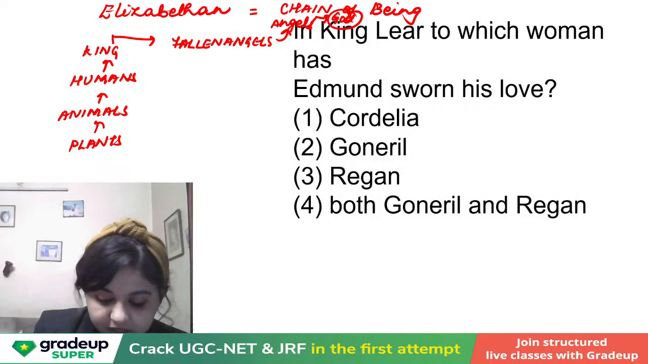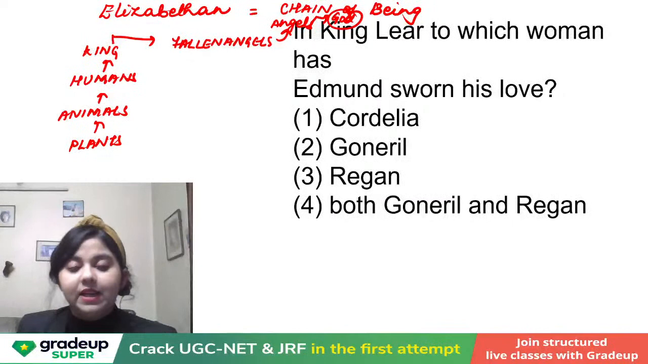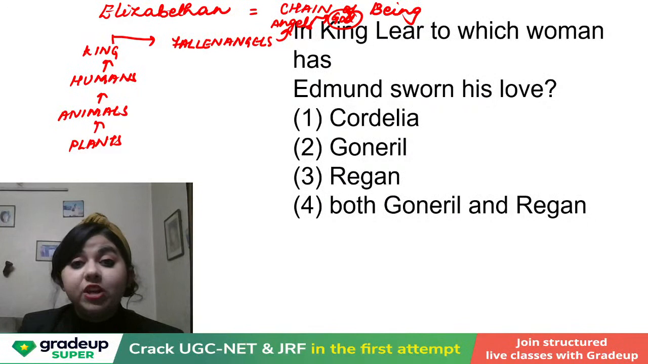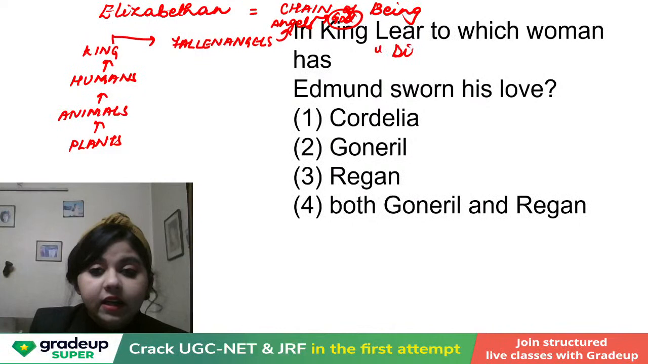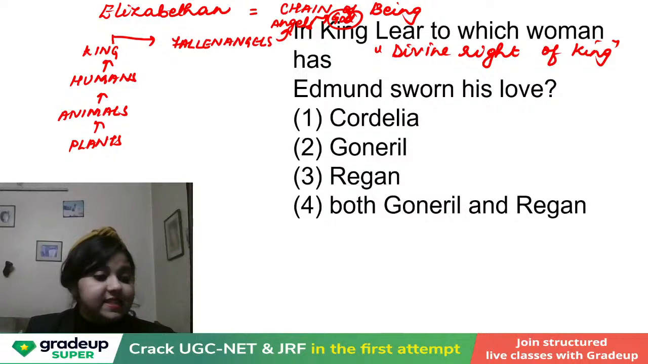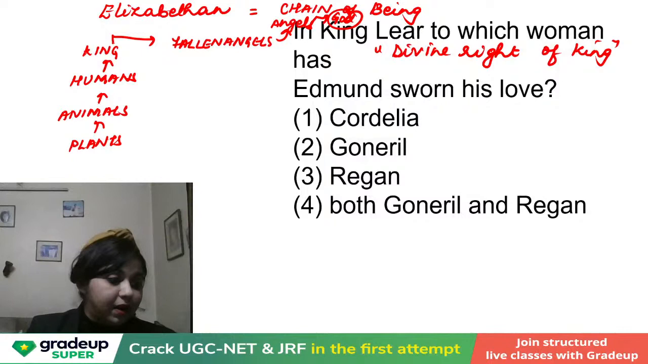Okay. All right. So very quickly, when you are talking about King Lear disobeying, he's breaking the chain of being. Here, what do you have to write? You have to write down that the Elizabethans believed in the chain of being. Elizabethans believed in the divine right of the king, that the king has the divine right to rule everyone. But King Lear is disobeying that and breaking the chain of being, and he is giving the entire power. To whom is he giving the entire power? He's giving the entire power to two daughters who were praising him.